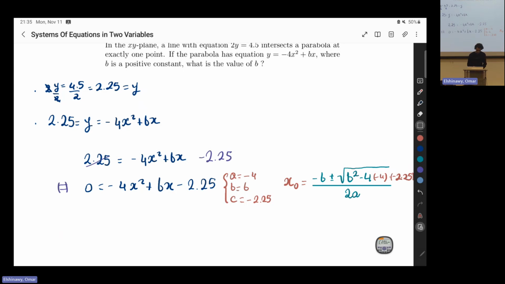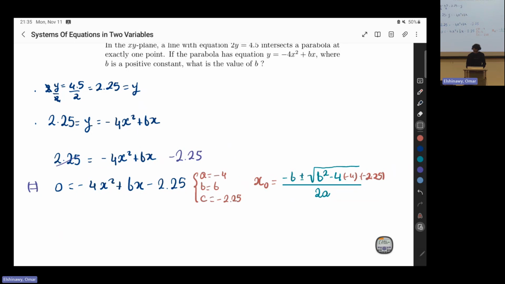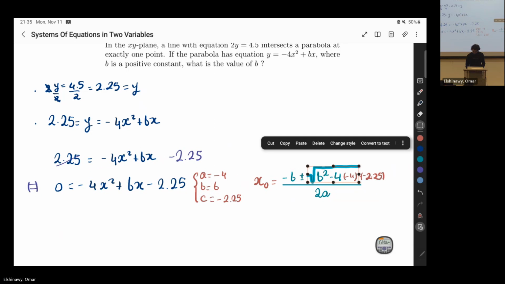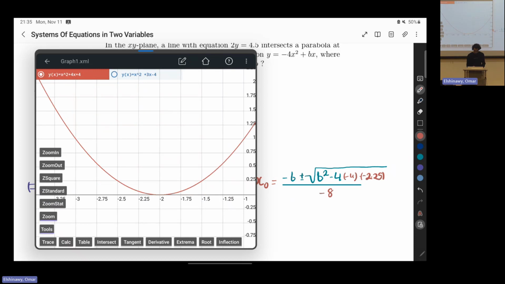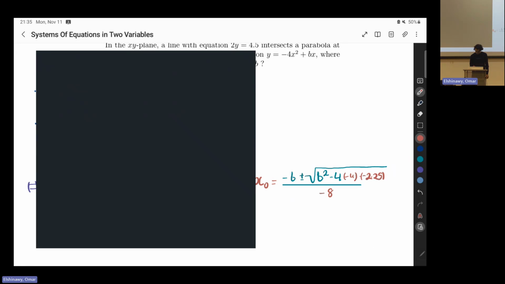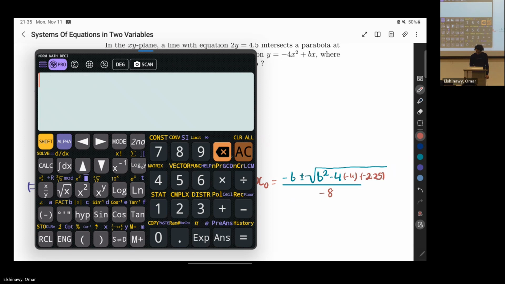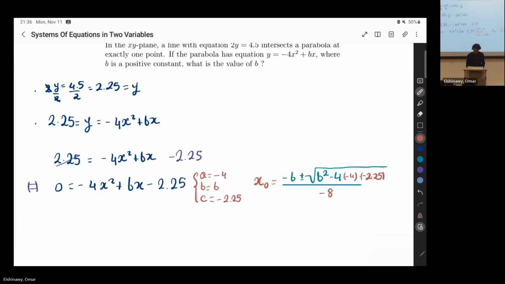I'm giving myself a little space. Yeah, now I have more space. Okay, and then dividing by 2a, right? So a is equal to minus 4, so 2 times minus 4 is minus 8. Maybe I can write it as minus 8. And for the value inside, perhaps I should compute it as well. So 4 times minus 4 times minus 2.25 is 36.